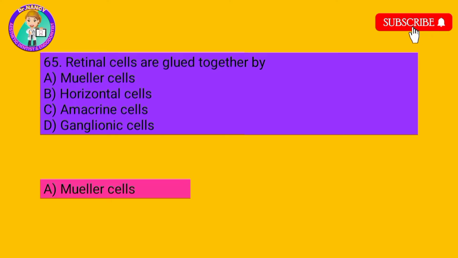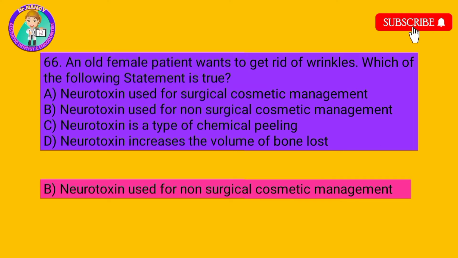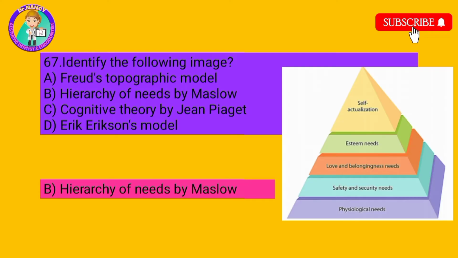Retinal cells are glued together by Muller cells, horizontal cells, amacrine cells, ganglionic cells. Answer: Muller cells. An old female patient wants to get rid of wrinkles. Which of the following statement is true? Neurotoxin used for surgical cosmetic management. Neurotoxin used for non-surgical cosmetic management. Neurotoxin is a type of chemical peeling. Neurotoxin increases the volume of bone lost. Answer: neurotoxin used for non-surgical cosmetic management.